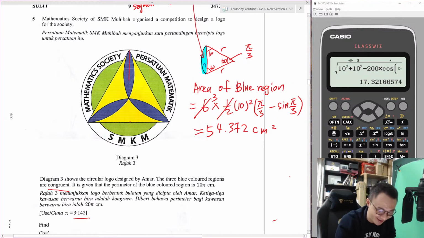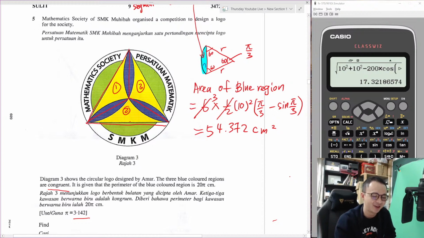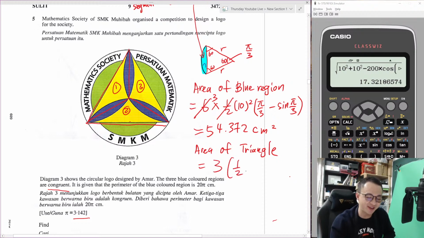Because this yellow color triangle actually is formed by 3 congruent triangles. You can see triangle number 1, triangle number 2, and triangle number 3. Alright, then I will say area of triangle, because I have the formula for triangle, right? Half AB sine C, which is, what is it? 2 pi over 3.